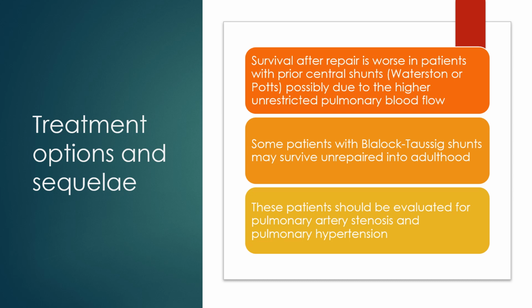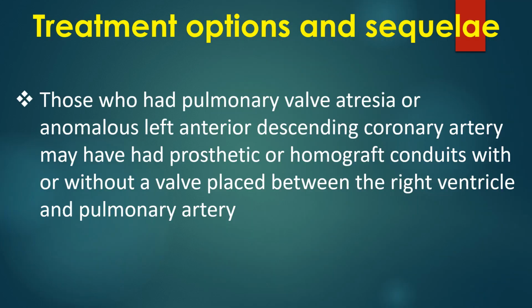Some patients with Blalock Taussig shunts may survive unrepaired into adulthood. These patients should be evaluated for pulmonary artery stenosis and pulmonary hypertension. Those who had pulmonary valve atresia or anomalous left anterior descending coronary artery may have had prosthetic or homograft conduits with or without a valve placed between the right ventricle and the pulmonary artery.